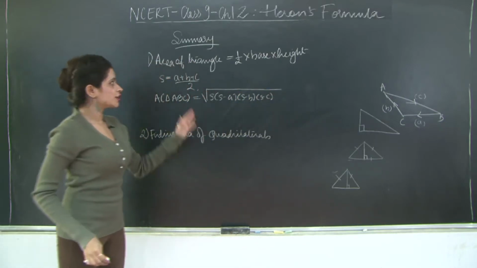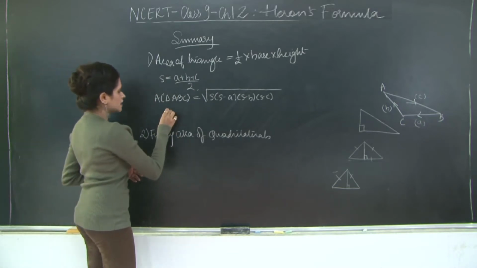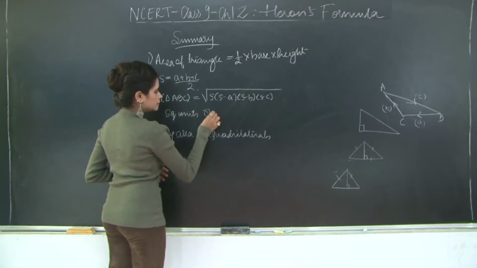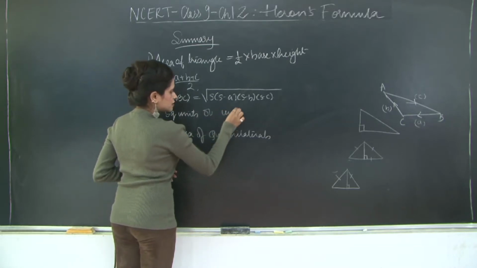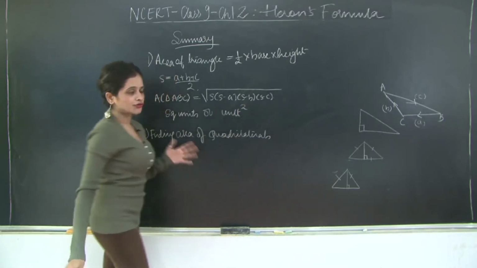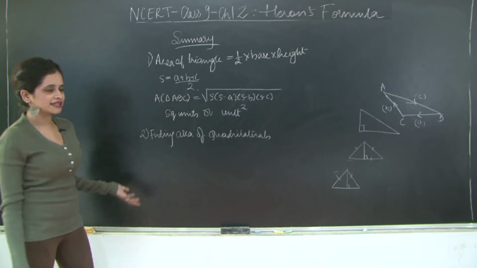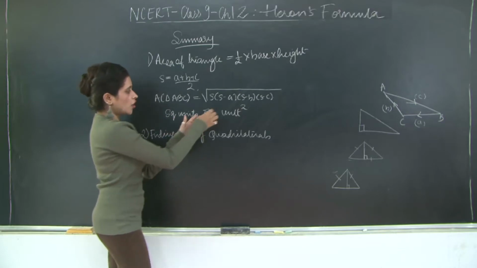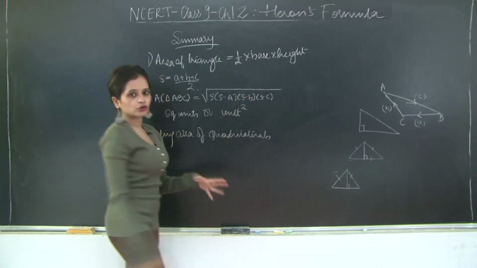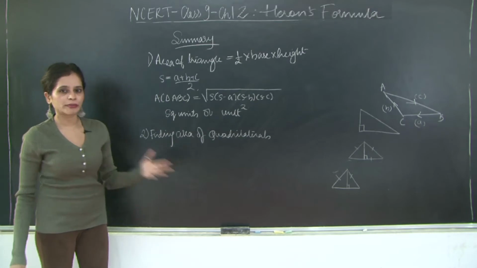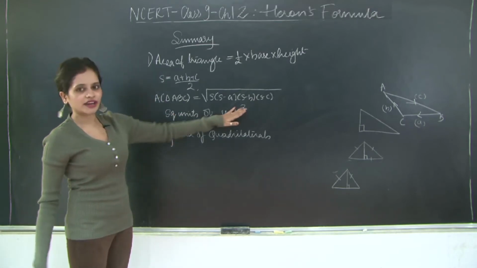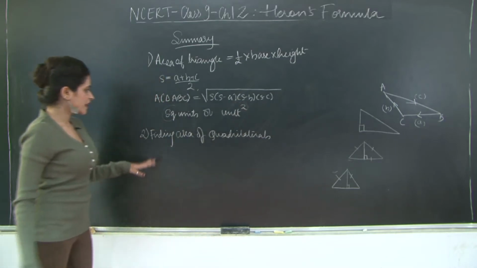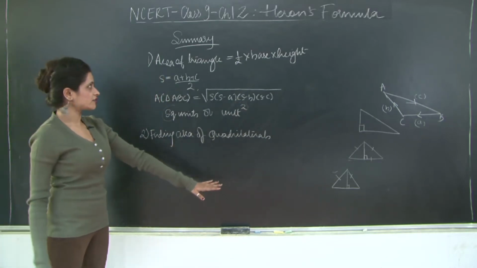And also the unit of area is always square units or unit square. So if you get your answer of areas like 3, so it would be either 3 square centimeters or 3 centimeters square. It could be meters, it could be kilometers, it could be miles, but square is very important. So square here and square here is very important. Then finding the areas of quadrilaterals.